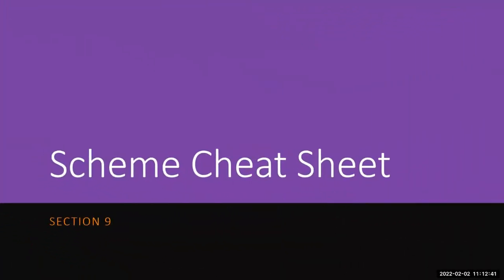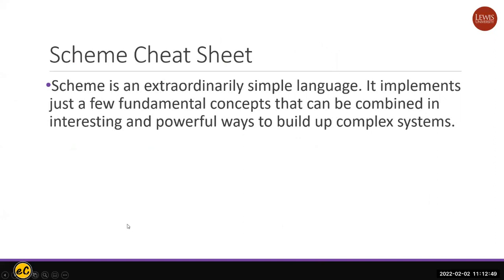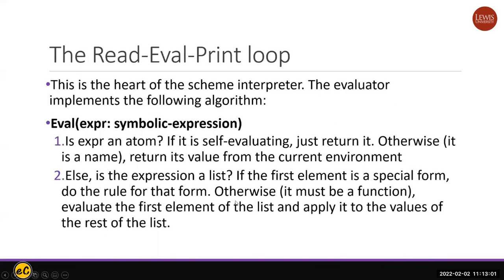Section 9, Scheme cheat sheet. In this section, we are going to look at a few examples of programs. Scheme is an extraordinarily simple language. It implements just a few fundamental concepts that can be combined in interesting and powerful ways to build a complex system. So here we will give you the examples of a few programs.